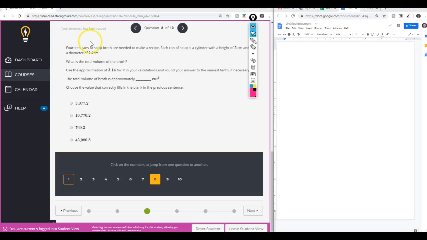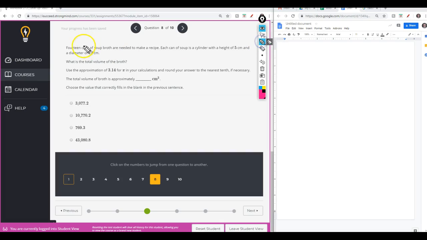Alright, 14 cans of soup broth are needed to make a recipe. Each can of soup is a cylinder with a height of 5 centimeters and a diameter of 14 centimeters. What is the total volume of the broth? Use the approximation 3.14 for pi in your calculations and round your answer to the nearest tenth if necessary.